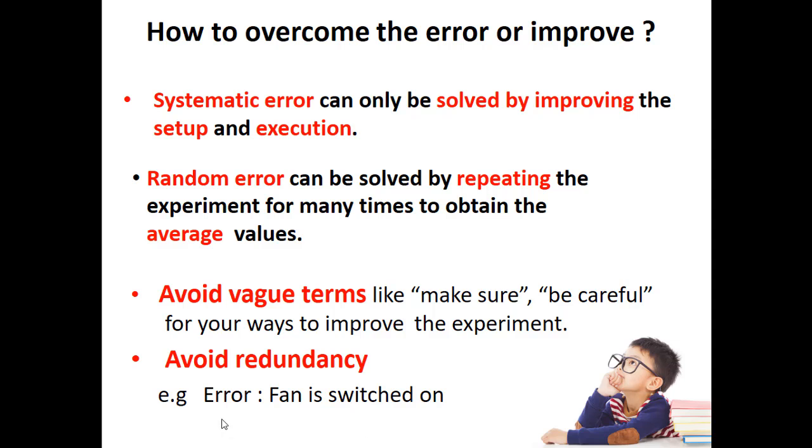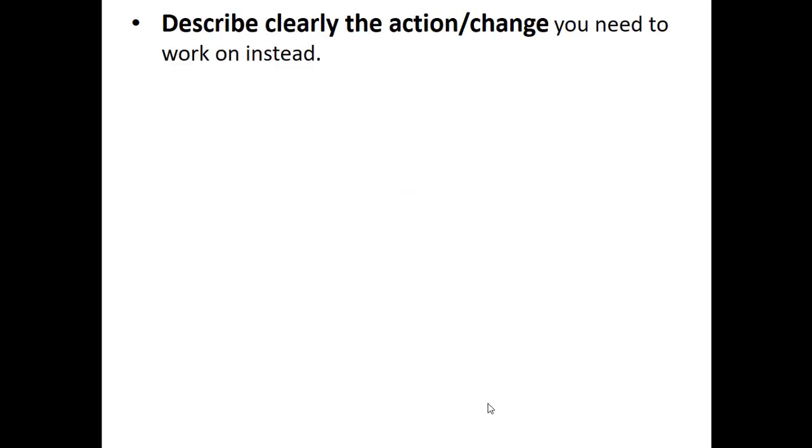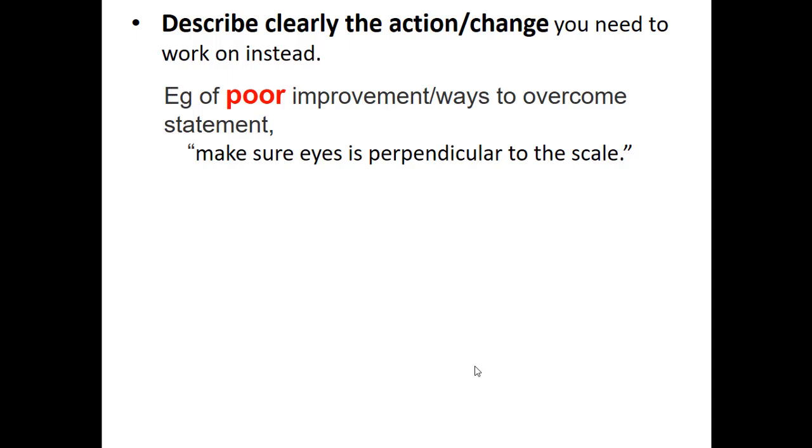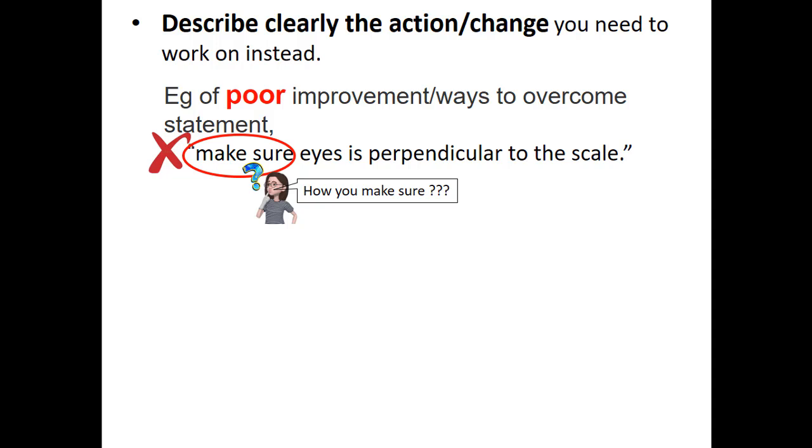For example, you say the error is fan is switched on. Then ways to overcome, switch off the fan. So describe clearly the action and the change that you need to work on. Okay, for example, I give you an example of improvement ways to overcome parallax error. Make sure eye is perpendicular to the scale. So how you are going to make sure your eye is always perpendicular to the scale? So you have to be specific.